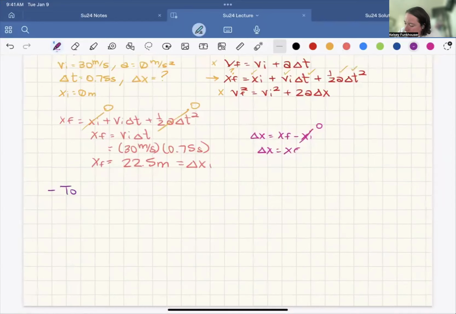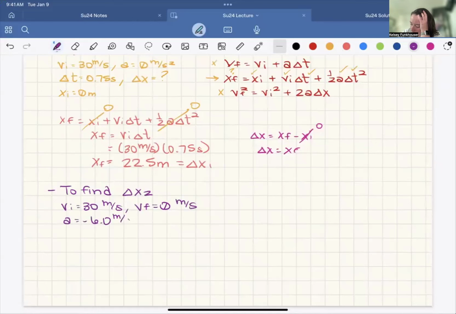So to find the second displacement, again, let's write knowns and unknowns specific to this. So again, the initial velocity is 30 meters per second. The final velocity for this one is going to be 0. Let's see, acceleration is negative 6.0 meters per second squared. Yeah, so that's knowns. Unknowns: that displacement that we want, and we don't know the time interval either.